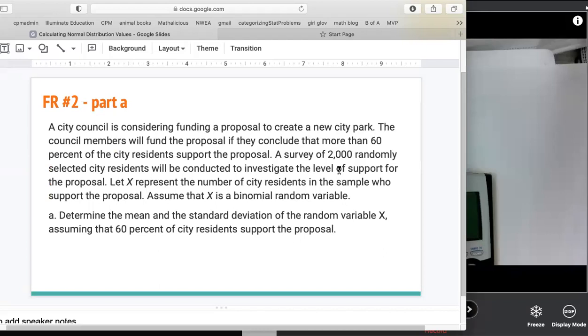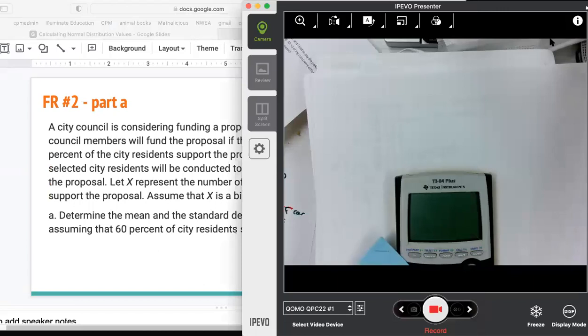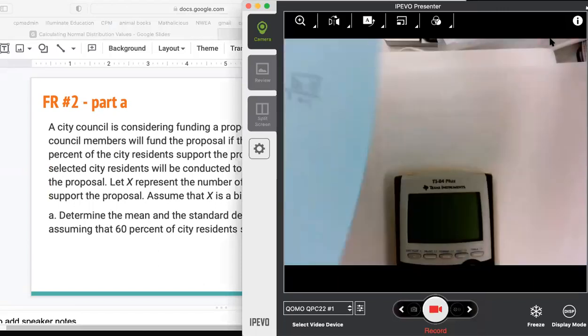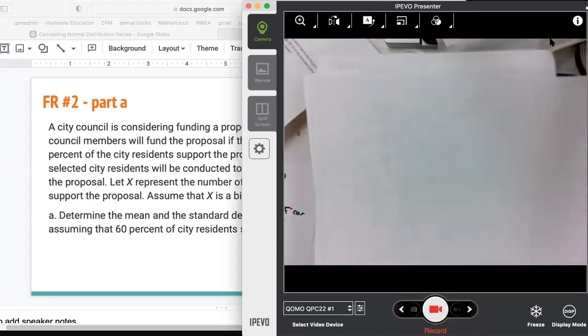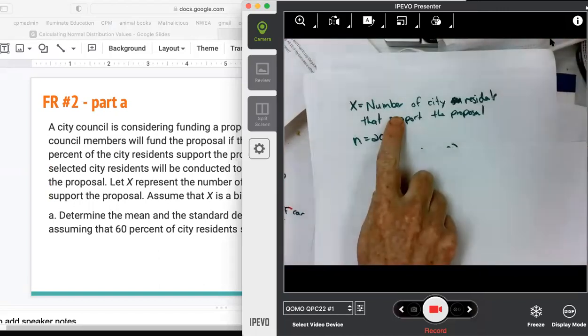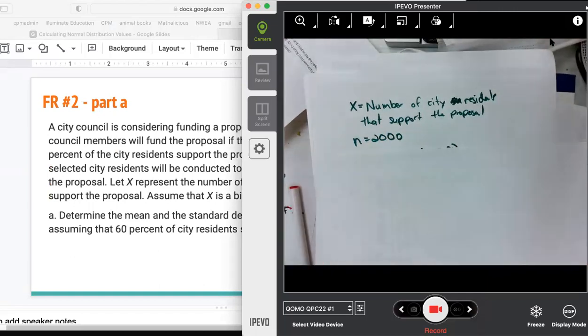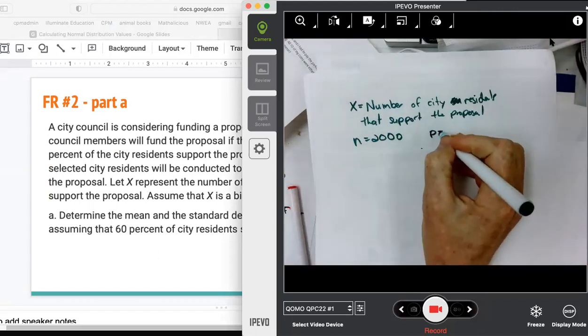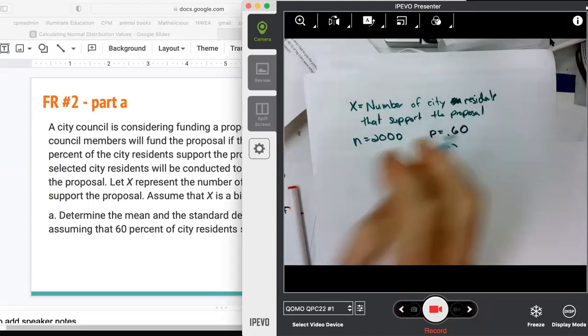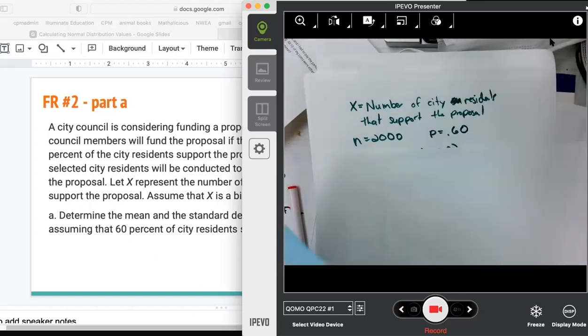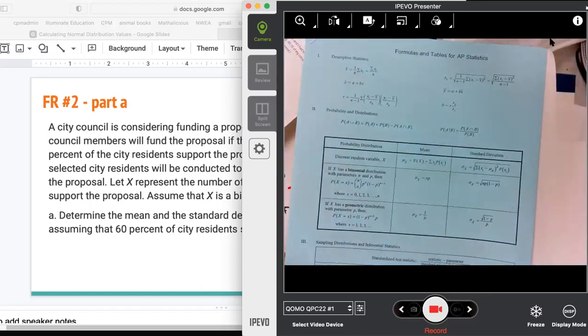So first thing to note is that this has a little bit of binomial information in it. I'll first get down some of the important information. I've got the number of city residents, n equals 2,000. That's my sample size, and then it tells me that p is 0.6. Because we're assuming that's true, that assumption of 60% is really like a null hypothesis. So we're already being set up for some sort of hypothesis test situation.